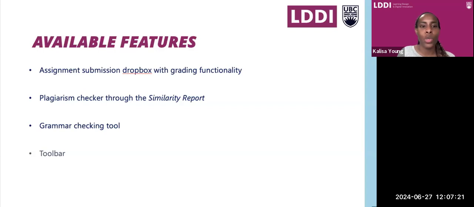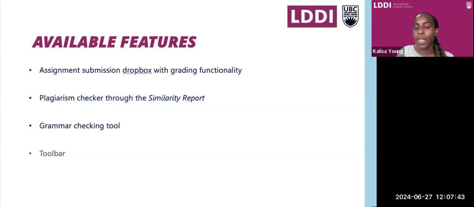So the first one is the assignment submission Dropbox with grading functionality. This works with the Canvas assignments. If you're familiar with that, the students can now submit their assignment, you're able to view it as the instructor, and you can grade it from there.